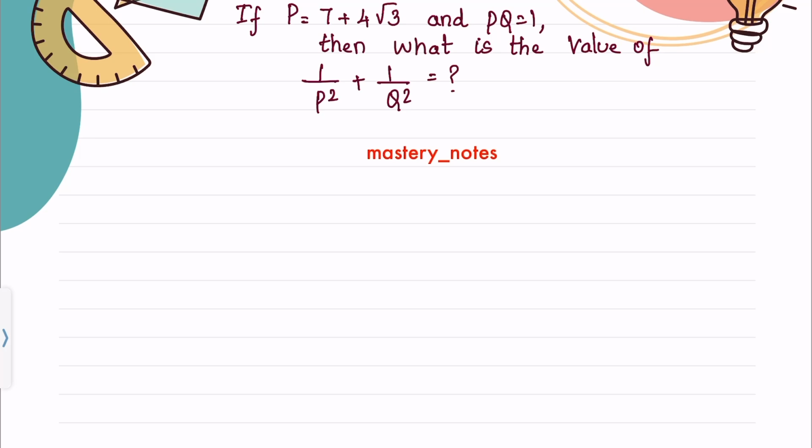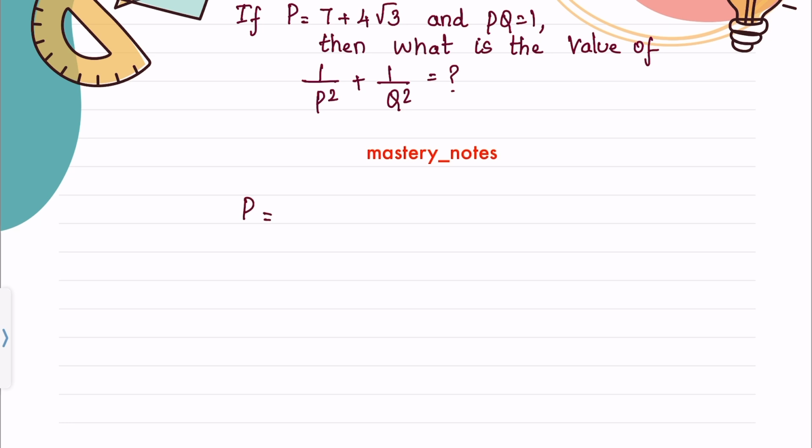Today let us see this question. If P is equal to 7 plus 4 root 3 and PQ is equal to 1, then what is the value of 1 by P square plus 1 by Q square? Okay, so now we have only one value, which is for P.